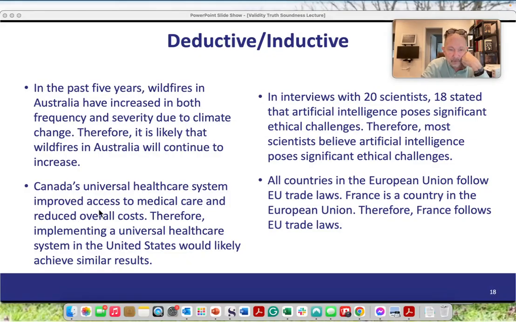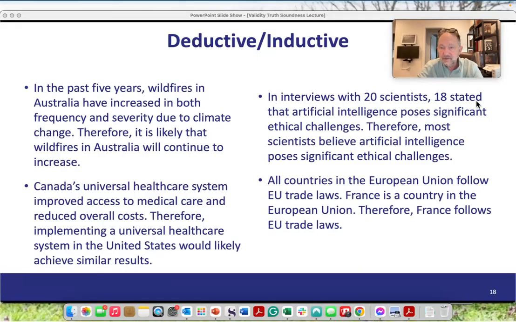Canada's universal health system improved access to medical care and reduced overall costs. Therefore, implementing a universal healthcare system in the United States would likely achieve similar results. This is deductive because the argument is if this worked in Canada, it would work in the United States. Now, this may not be a sound argument because it may not be that it would work in the United States. But as a deductive argument, I mean, you can argue with this, is what I'm trying to say. As a deductive argument, it's valid.